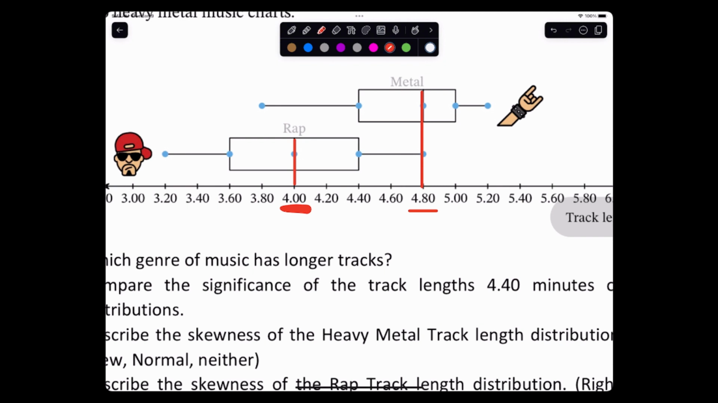So when they say which one has the longer track, what is it going to be? Anybody know? 4 minutes and 80 seconds for what? For metal. Okay? So the answer is simple. It's metal. Would you guys agree? Easy peasy lemon squeezy? Wow. What do you guys think? Reading box plots isn't so bad, is it? Okay. All right.